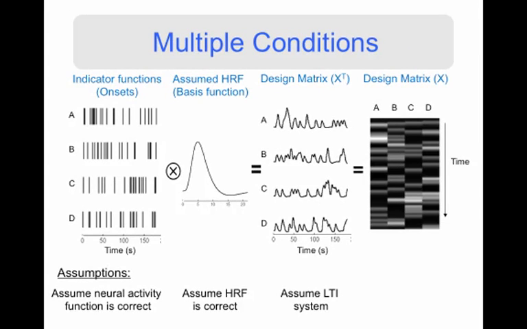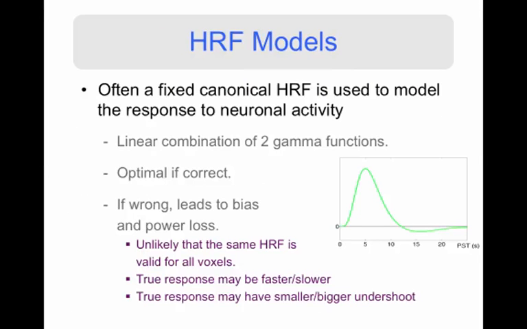First, it assumes that the neuronal activity function is correct, so that our stimulus function corresponds to the neuronal activation. Second, it assumes that the hemodynamic response function is correct. And then third, it also assumes that linear time invariant system is appropriate to use. So let's take a look at the second of those assumptions about the HRF. So often a fixed canonical HRF is used to model the response to neuronal activation. And the one that's typically used in the field is a linear combination of two gamma functions.